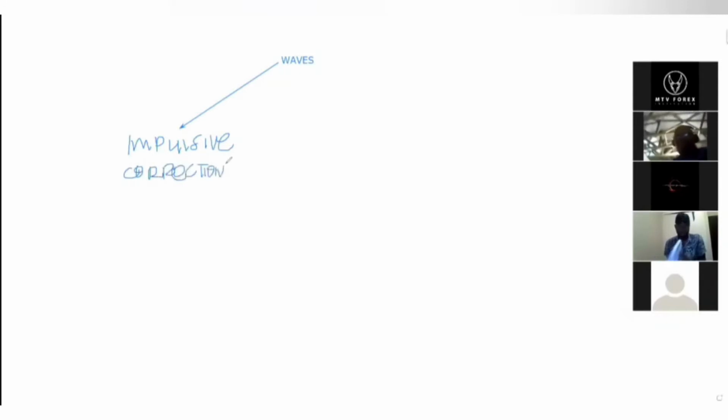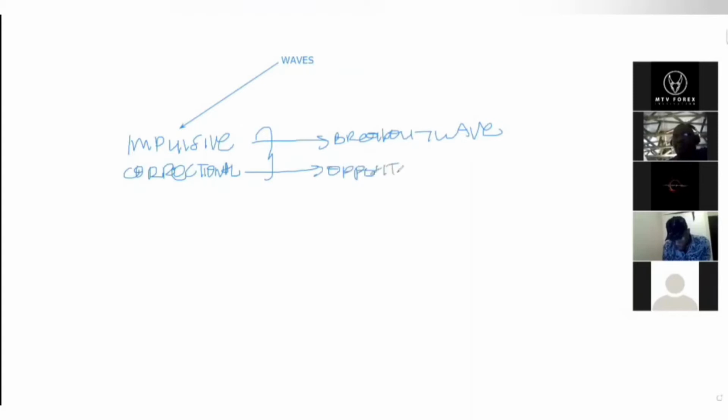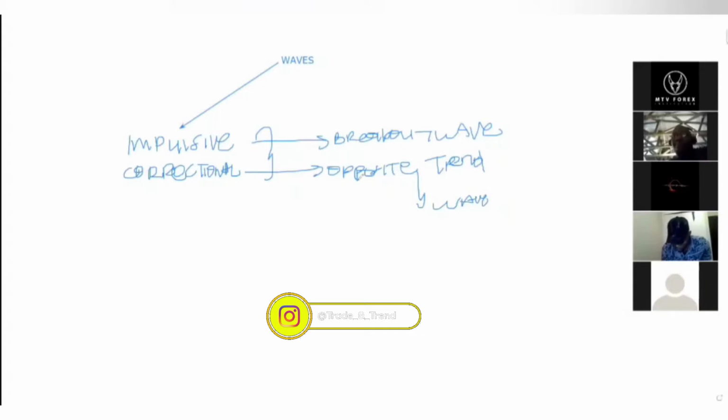Let's move into waves. So we have different types of waves within the market. We have what you call an impulsive wave. And we have what you call a correctional wave. You understand? These are the two waves that we have. An impulsive wave, I normally refer to it as a what? A breakout wave. And then a correctional wave is the opposite, an opposite trend or opposing or opposite wave. That's how simple it is. A breakout wave is an impulsive wave, and a correctional wave is that.